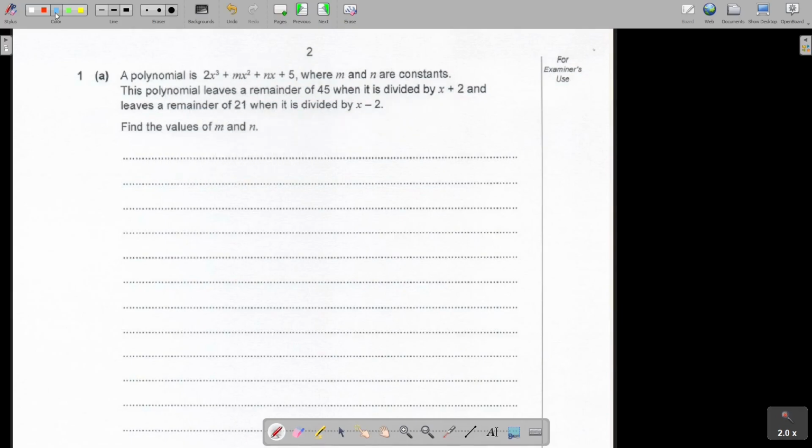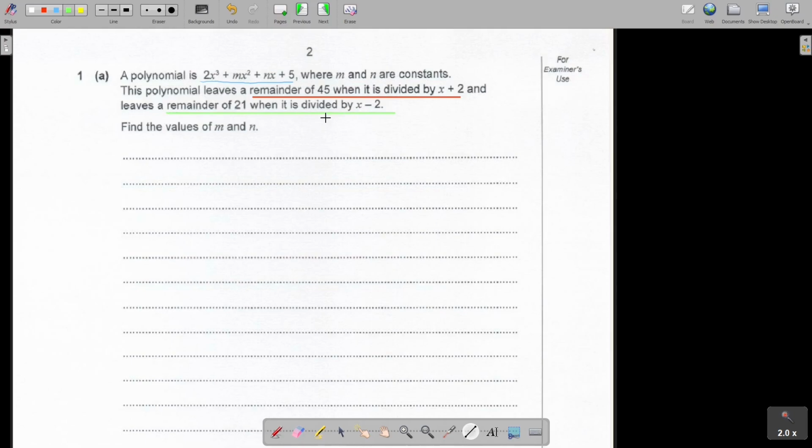Okay, let's start. A polynomial, this is the polynomial, where m and n are constants, they are unknown at this stage. The polynomial leaves a remainder of 45. Okay, here comes the first one. A remainder of 45 when it's divided by x plus 2, and leaves a remainder of 21 when it's divided by x minus 2.